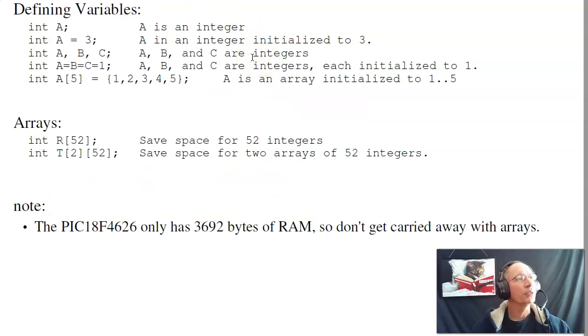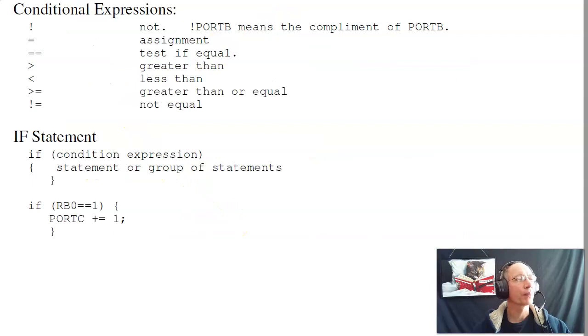When you define your variables in C, I can define a variable, I can define it and initialize it, I can define a couple variables at once, I can use arrays. Just don't go overboard with the array. You only have 3692 bytes of RAM, so you can quickly run out of memory if you have large arrays. You can do conditional expressions. Exclamation means not. 0 is false, anything non-zero is true. Not port B is the complement of port B.